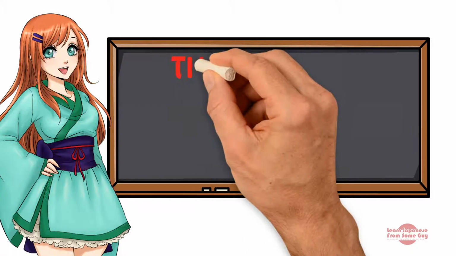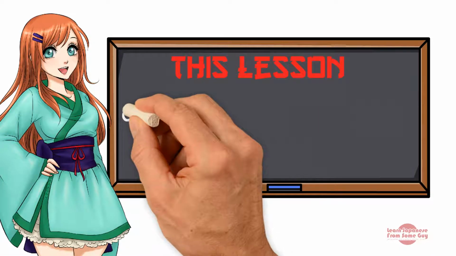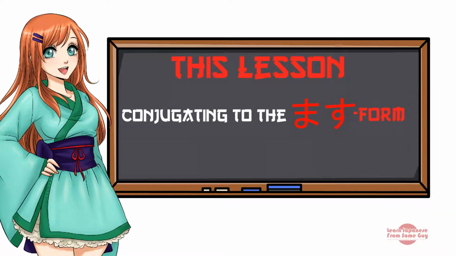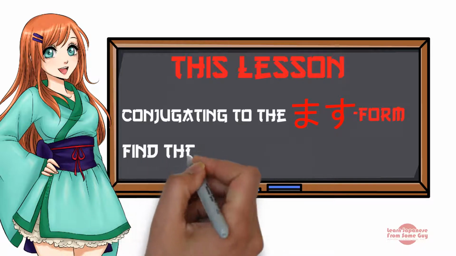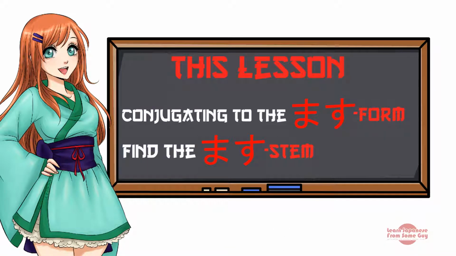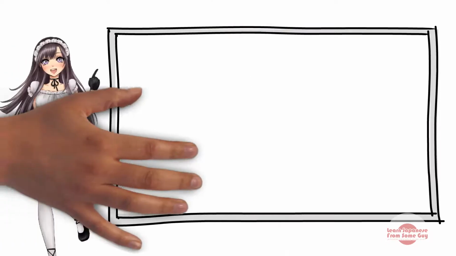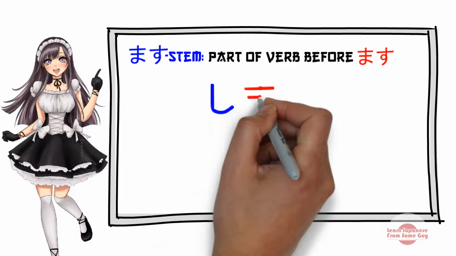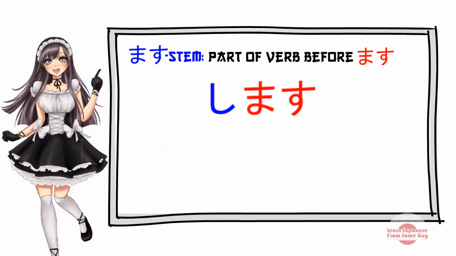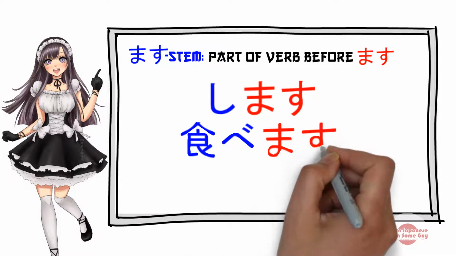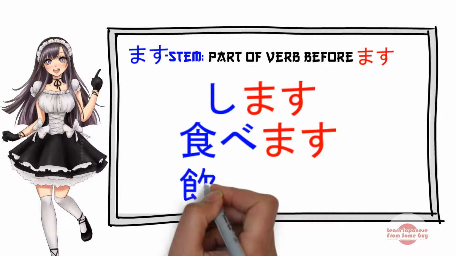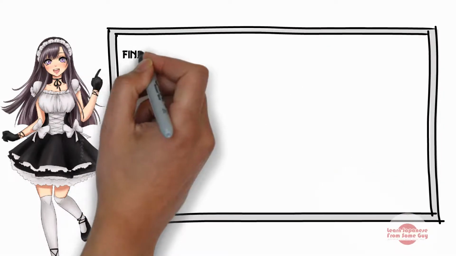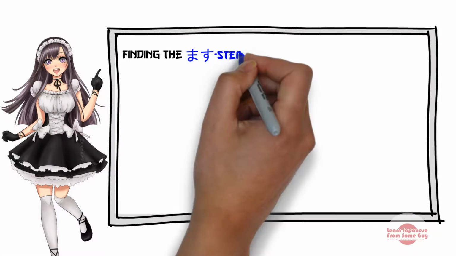In this lesson, we're going to learn an absolutely vital skill for speaking Japanese, and that is conjugating verbs to the mas form. In order to do that, we must first find our verb's mas stem. The mas stem just refers to the part of the verb before mas, like shi in shimasu, tabe in 食べます, or nomi in 飲みます. How we find the mas stem depends on the verb's type.